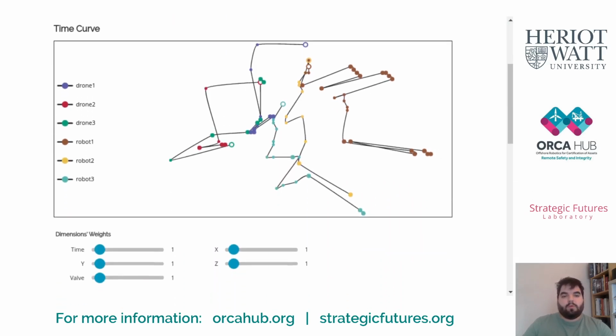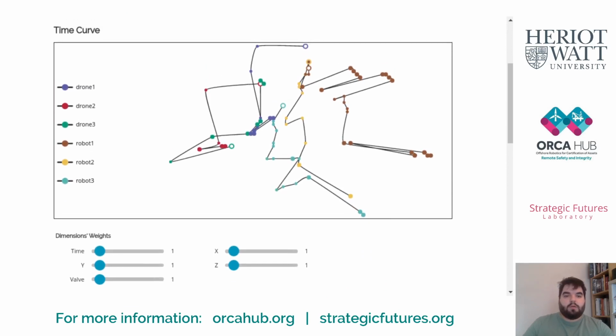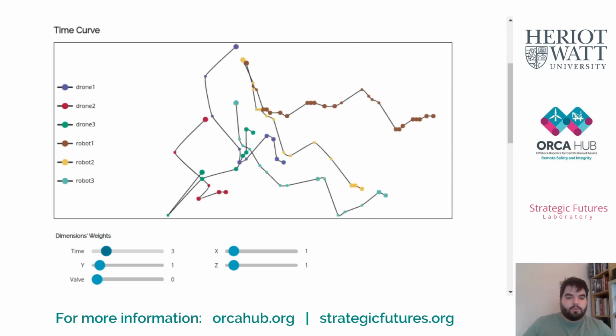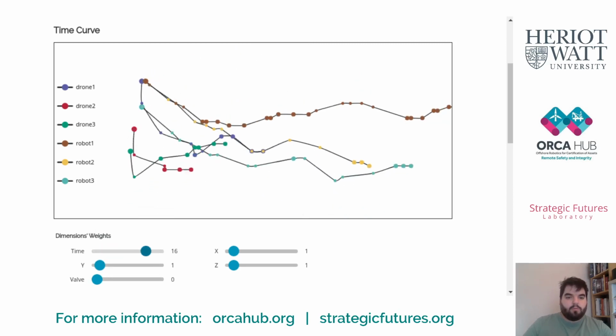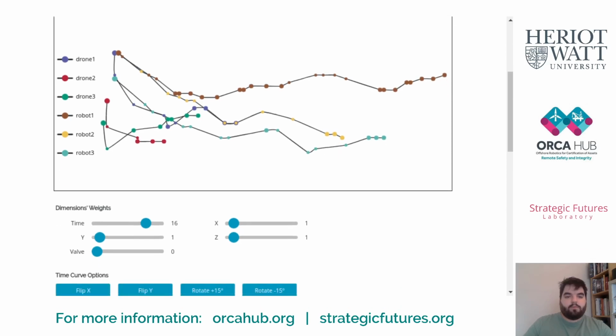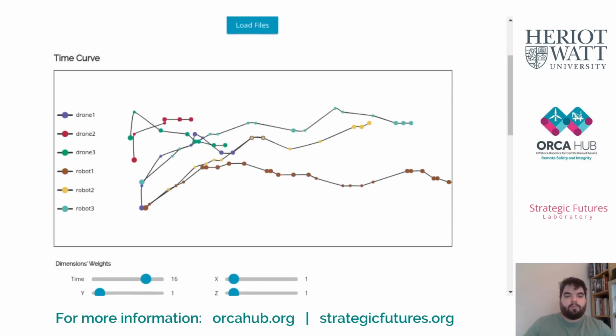First we have the time curves, which look quite messy at the moment, but it's just because we haven't really adjusted the features yet. Say I'm not interested in valve yet, but I want to explore the time axis a bit more, so I will just put more weight there. Now I noticed that because the drones are down there, this curve is flipped, so I will just flip it back, and now we have something we can more easily understand.